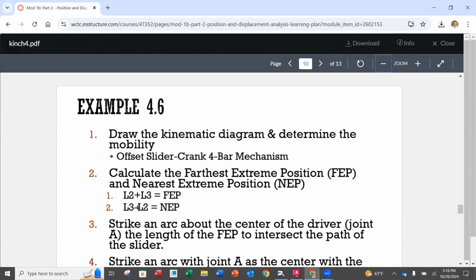And we're going to see how we can get that furthest position away. And then the nearest extreme position is going to be link number 3 minus the length of link number 2. Okay, so let's do the first one, L2 plus L3.